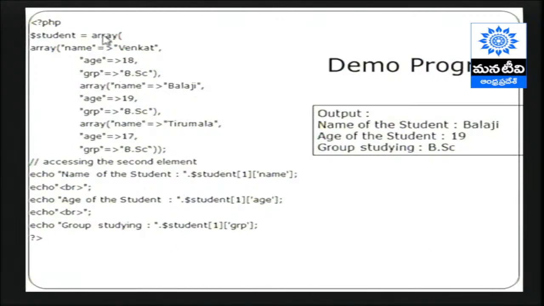So first we have to use the array function to define the subarrays here. So here this is subarray 1, subarray 2 and subarray 3 to store 3 student details. So likewise we can store n number of student details. While accessing the array elements, we need to use the array subscript for indicating the rows, as well as the array key for accessing the element.